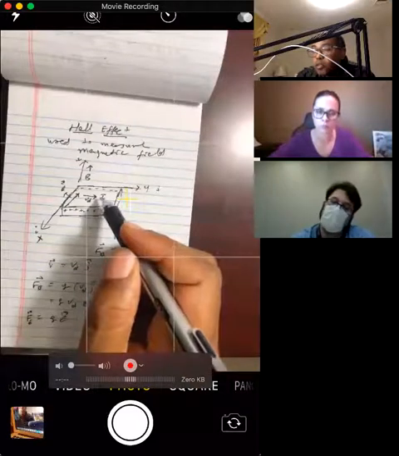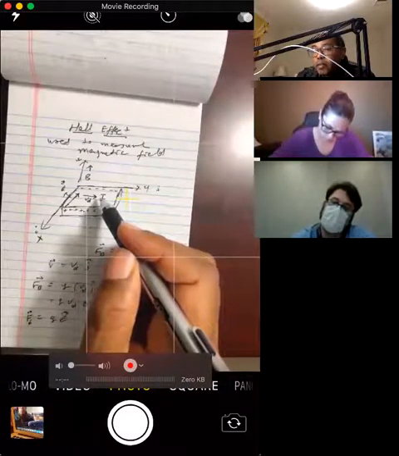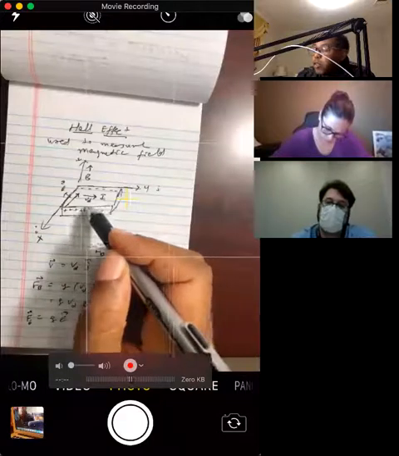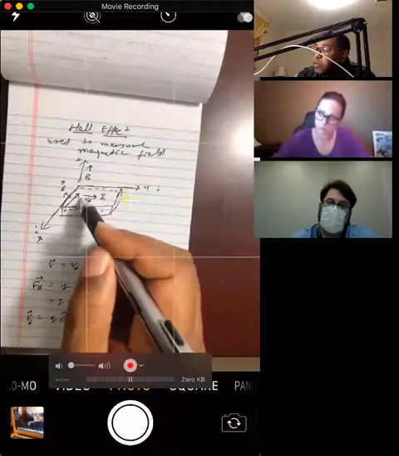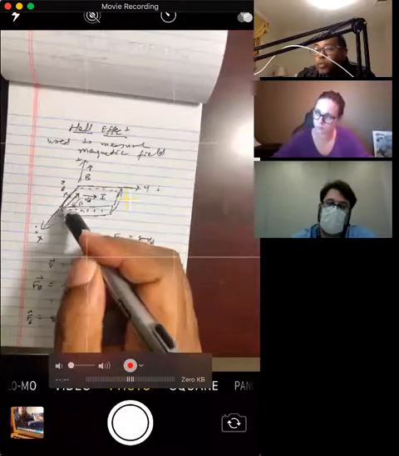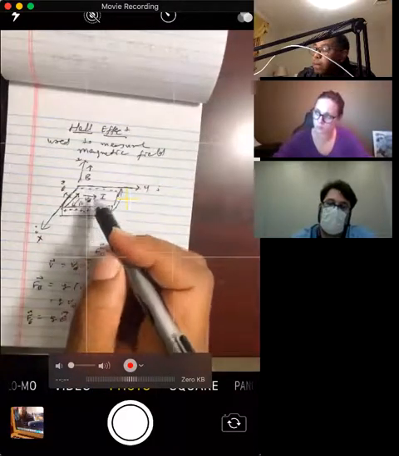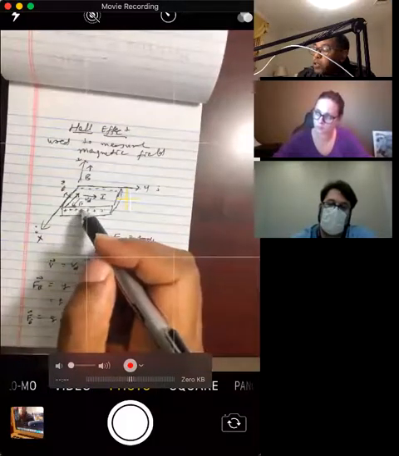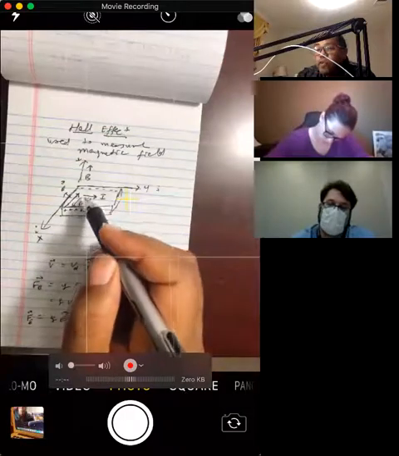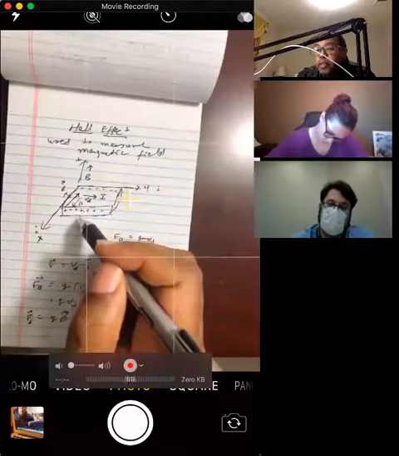It will continue until both forces are balanced. Okay, you got two forces: magnetic force pushing them this way, and electric force pushing them this way. So this buildup continues until the electric force balances the magnetic force.